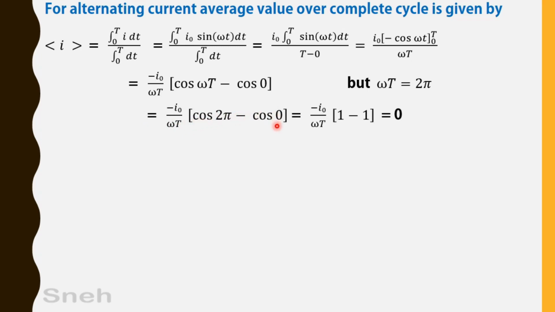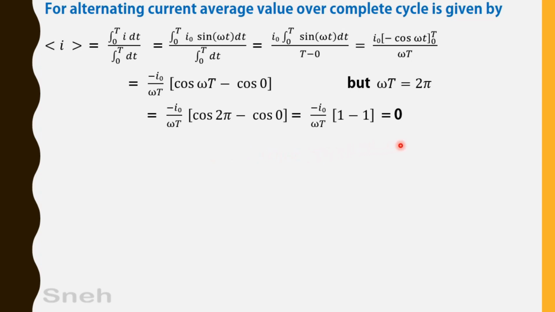What is the value of cos 2 pi? Cos 2 pi is 1. Cos 0 is also 1. So here we get minus I0 upon omega T times 1 minus 1, which is equal to 0. So what am I getting? The average of the current over a complete cycle is 0.